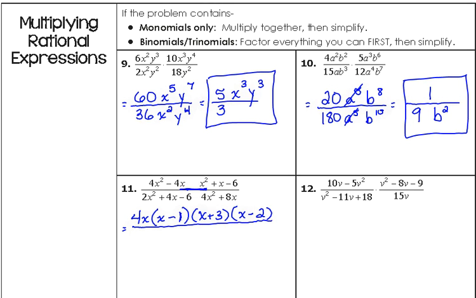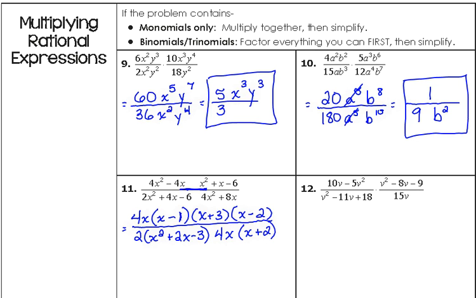Okay, denominator. Let's see here. What do we need to do with that first denominator? It has a GCF of 2. So take out the 2. X squared plus 2x minus 3. How about that second denominator? A GCF as well. They both have a factor of 4 and they both have an x. What are we left with? X plus 2.